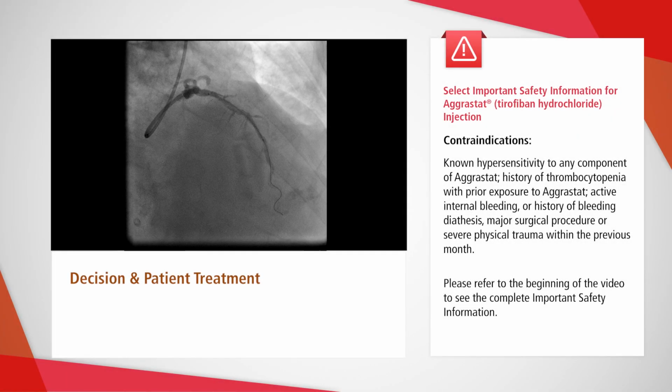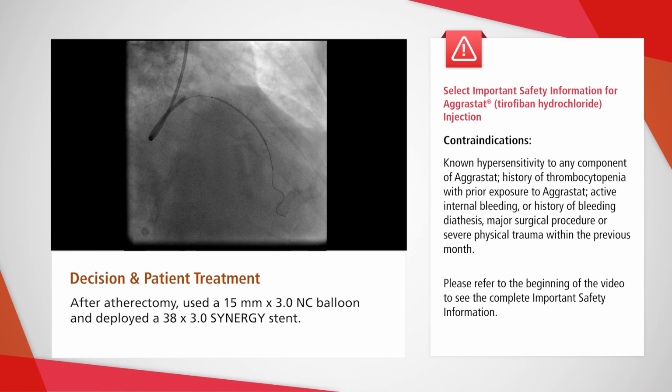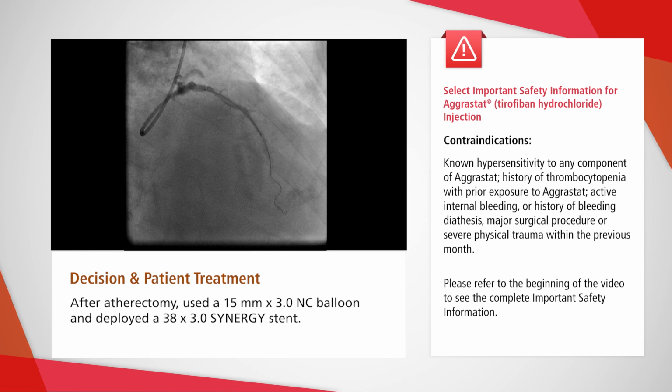Back to our case, here's how we proceeded and decided to treat this patient. We performed atherectomy using rotational atherectomy. Following that, the lesion was dilated with a 15 millimeter by 3.0 non-compliant balloon. After this preparation, a 38 millimeter by 3.0 Synergy stent was easily introduced and deployed, and the proximal portion of the stent was overexpanded using a 3.5 non-compliant balloon.